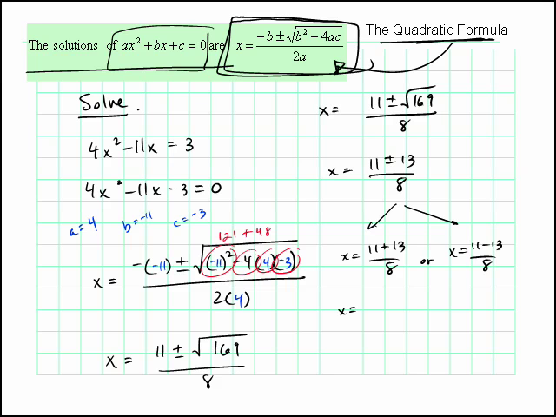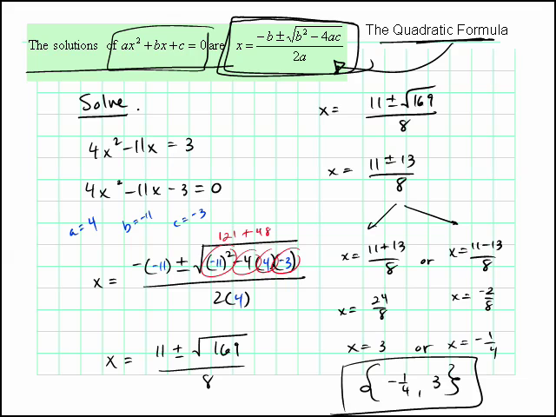Simplify each one. 11 plus 13 is 24 over 8, so that simplifies to 3. That's one answer. The next one here, 11 minus 13 is negative 2. Divide that by 8, and that reduces to negative 1/4. And so we have our two solutions. The solutions to our quadratic equation here are negative 1/4 and positive 3. And there they are.